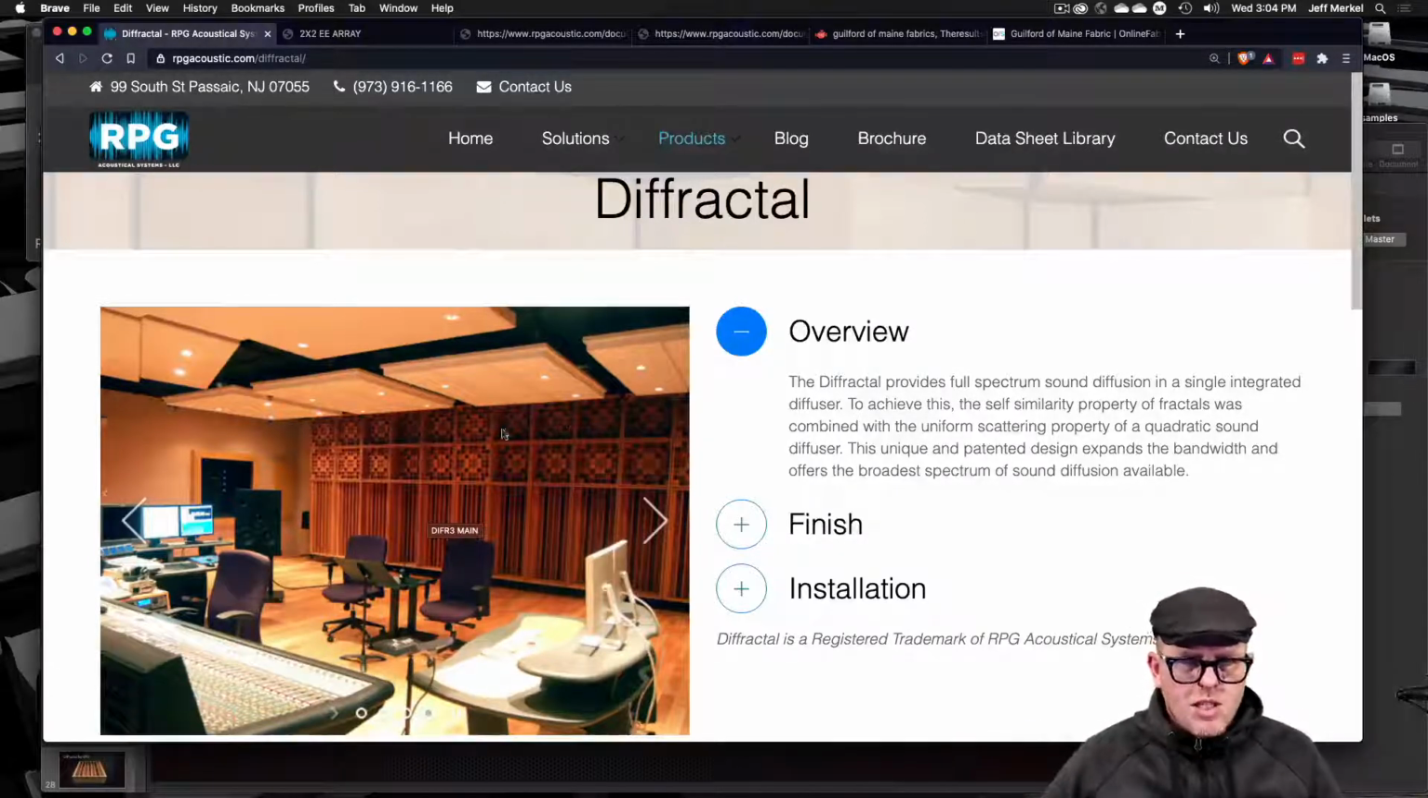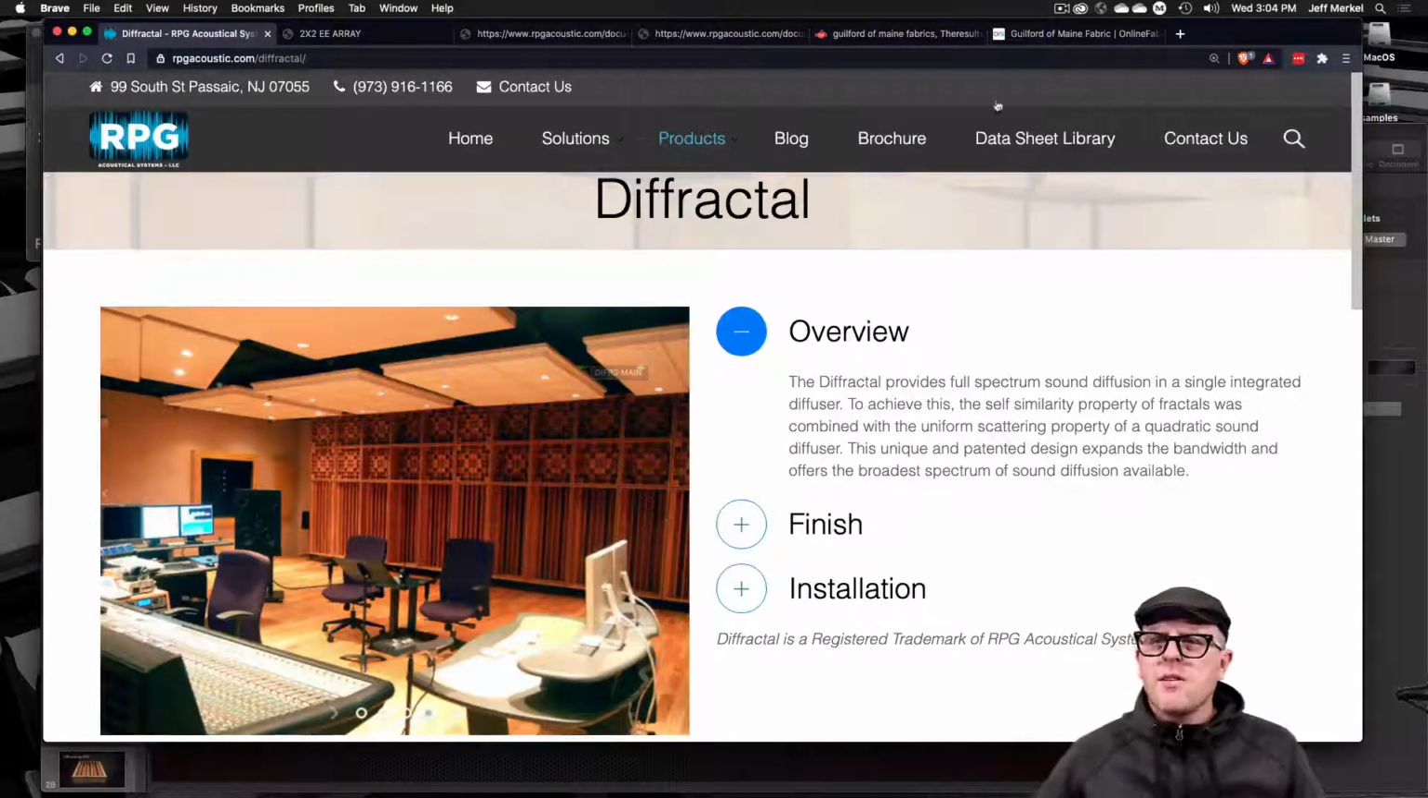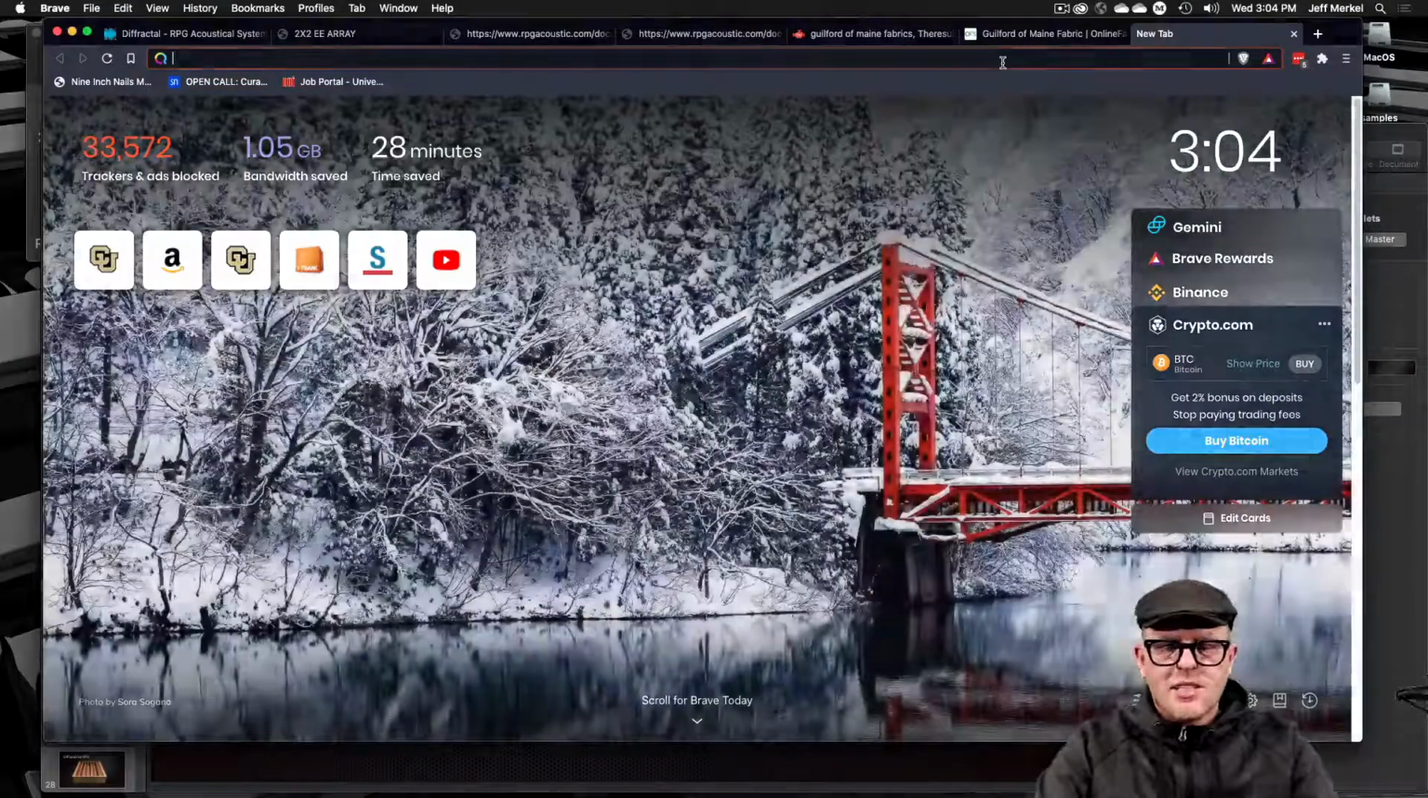We'll talk about this version of what's going on up here in just a minute. But this is fantastic. This is really cool. You can see the use of these. I think it's the Peter Gabriel studio, is what it is. Let me see.